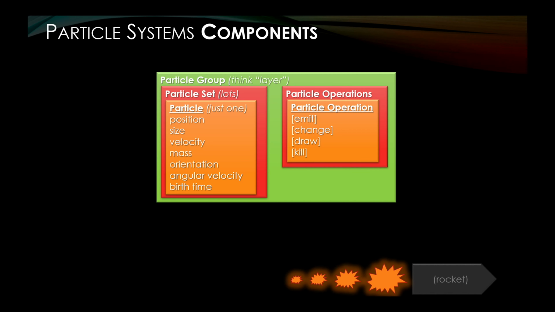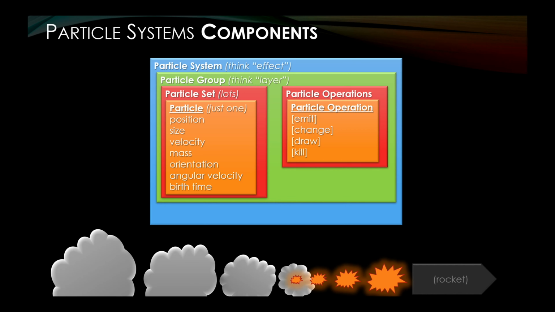And you can think of that as a layer in an effect. And you can have an effect that has multiple layers, and we can call that a particle system. So in this example, we have two layers. One of them is the flame layer, and the other one is the smoke layer.